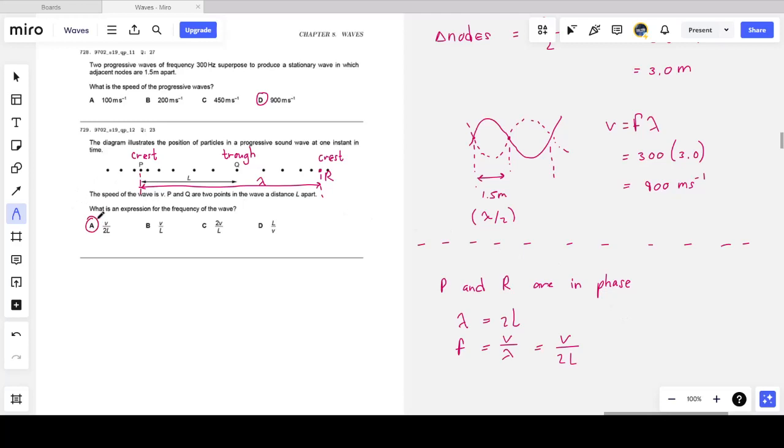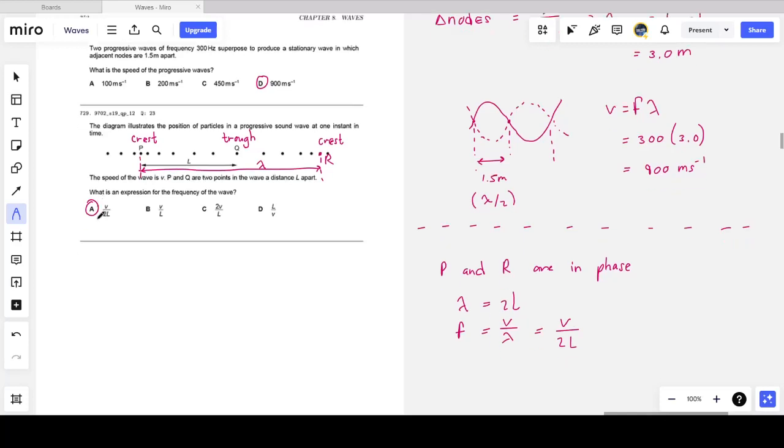So in this kind of question, you must identify crests, troughs, or points that are in phase. Look for 2 points that are subsequently in phase, 2 points in phase that are next to each other. And from there, you can then figure out what distance they are apart, and then you can derive an expression for the frequency or the wavelength or the speed or whatever you need. Okay, so that was an interesting question.